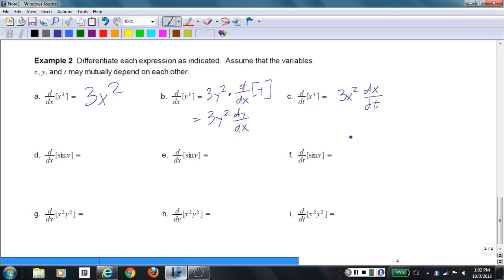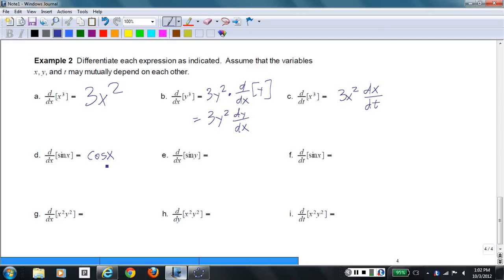So basically I'm multiplying by d dt of x. And that happens when the variable in the expression and the variable with respect to which we're differentiating do not match, when one is a function of the other. d dx of sine x, well, that's easy. It may not be easy, but we've done it before. We've memorized it. d dx of sine x equals cosine x.